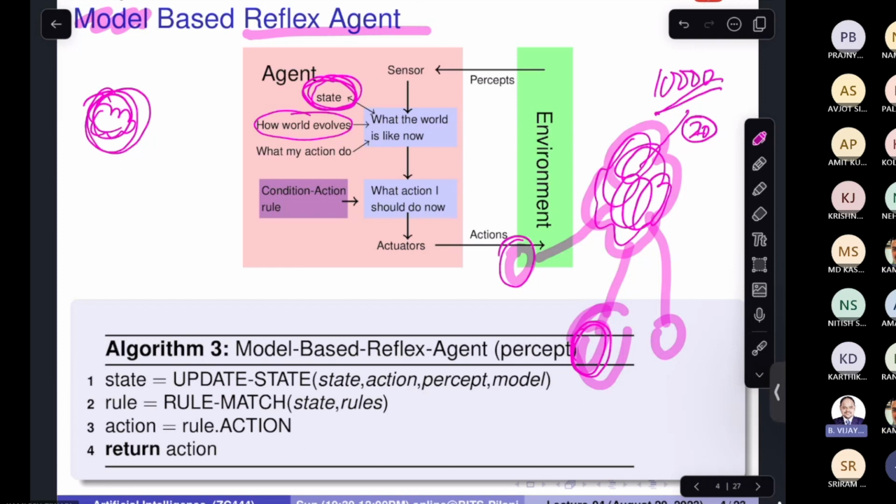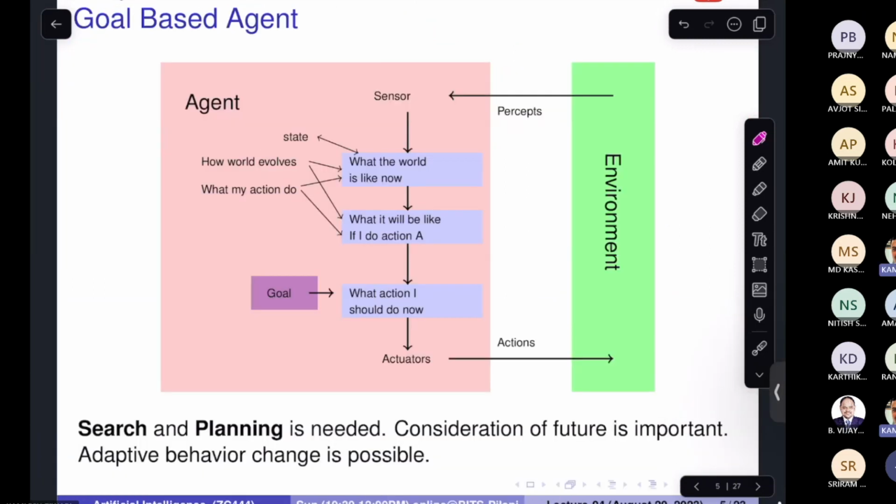So next agent is the goal-based agent. This is our lovely friend that is going to solve our problem. He has a goal, and we also want to work because we have a goal. So he is a goal-based agent.